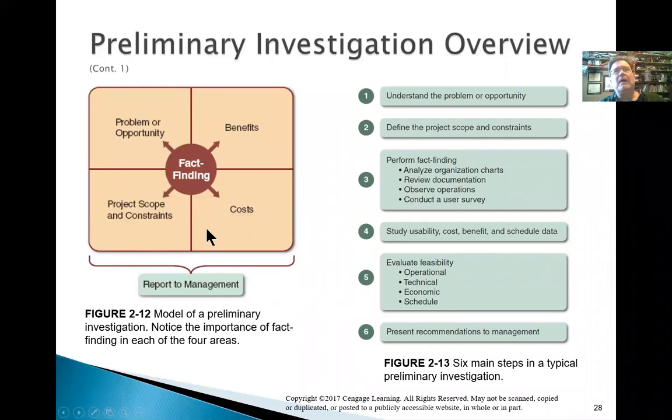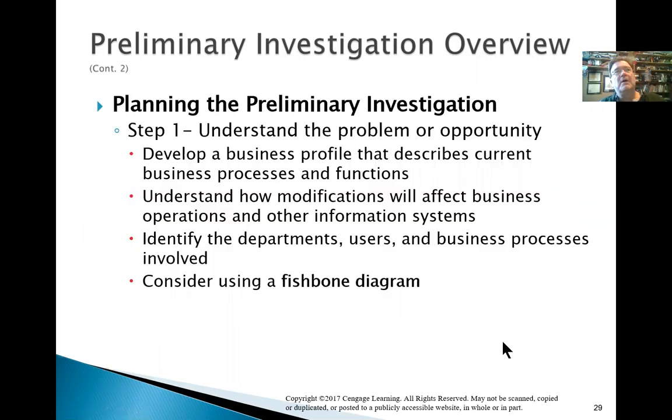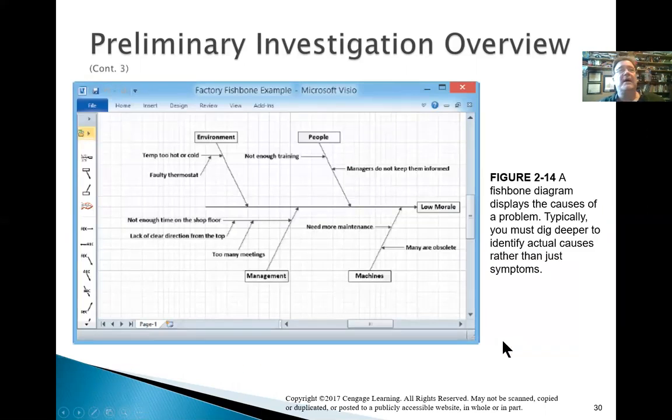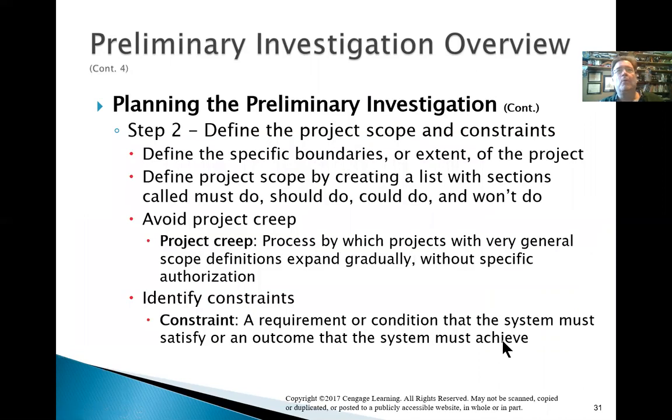So here they're talking about how a preliminary investigation could go from a textbook perspective. We understand the problem, we define the scope and the constraints, we look through the data in the systems, we study the usability, cost, and benefits, and effectively this leads to the feasibility, and then we talk to management. I'm not going to go through all of these things in the slides. I'll let you read those. But notice back here, that's a diagram, right? We keep using diagrams. This is called a fishbone diagram, which you'll get to do in your homework.